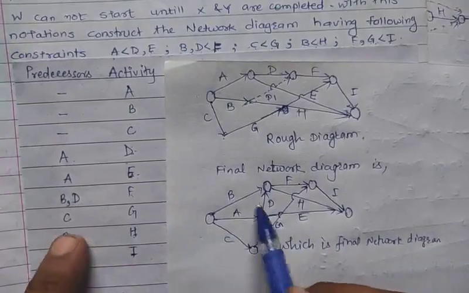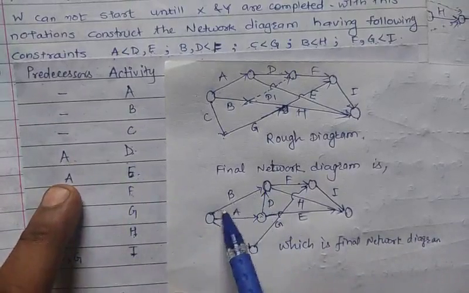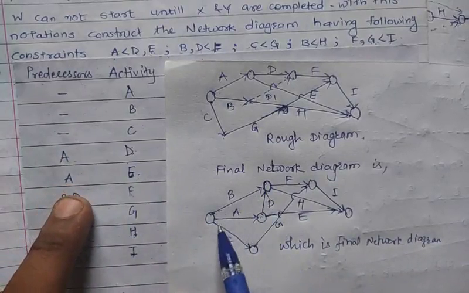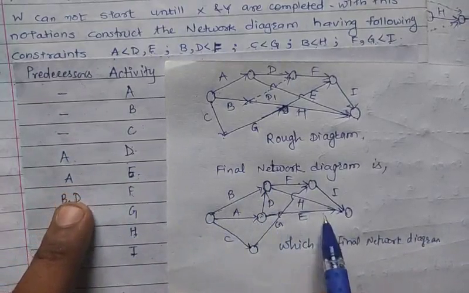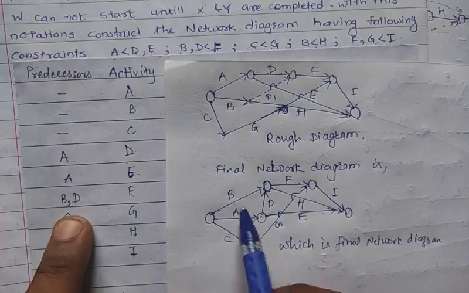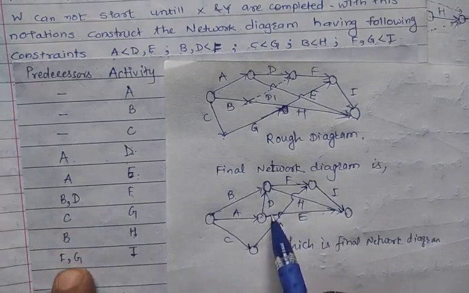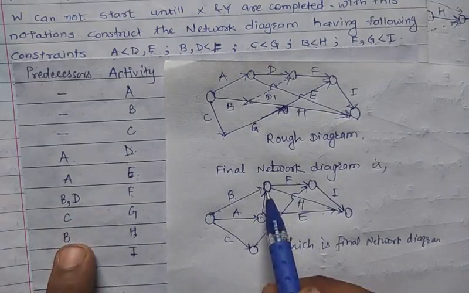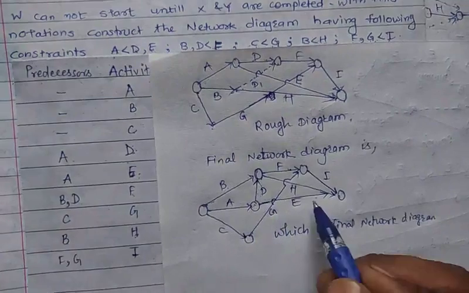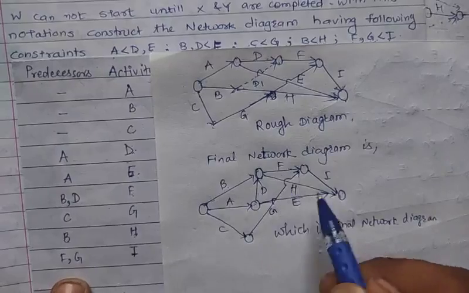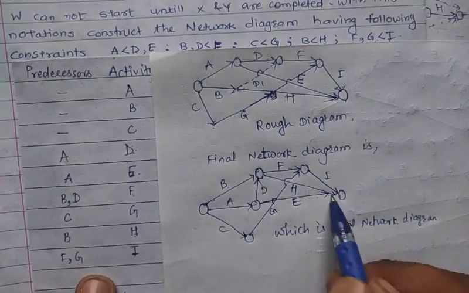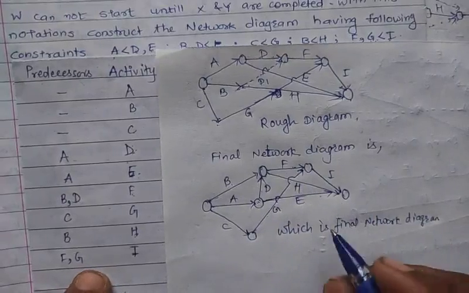So here it satisfies A goes to D, A goes to E, BD. So B and D go to F. Next, F and G go to I. So this is the final network diagram.